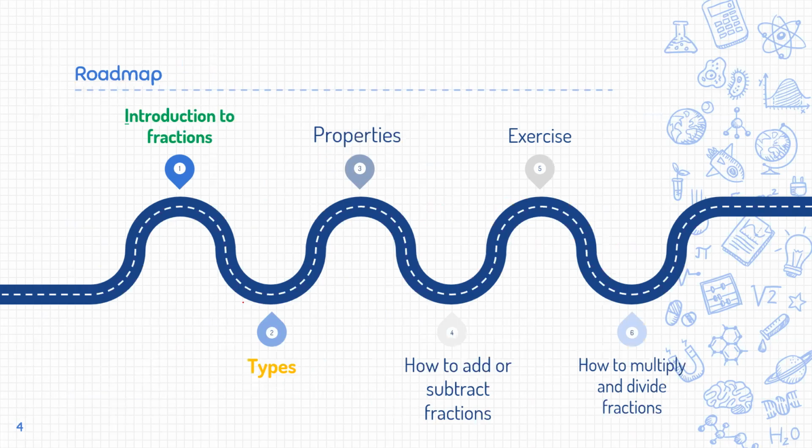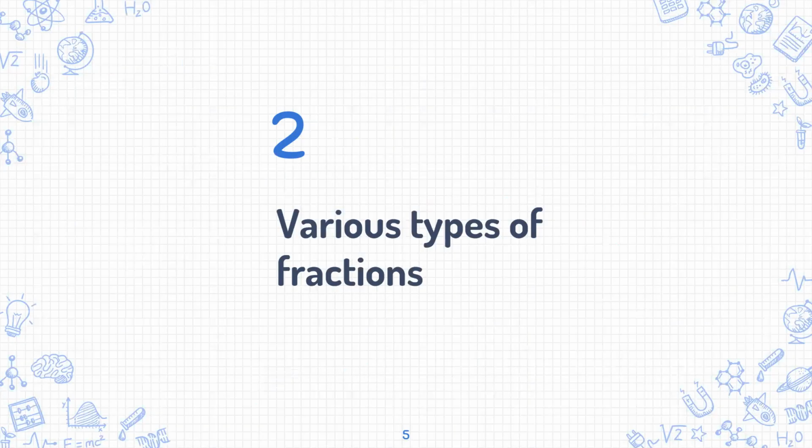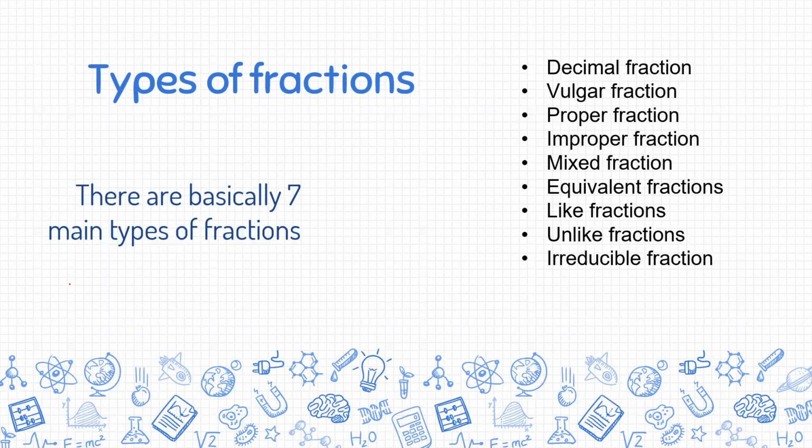So now we are done with the introduction to fractions. This is a very simple topic, so we just covered it, and now let's go to the types. So there are various types of fractions. There are basically 7 major types of fractions. We have 9 fractions in my book, but the main ones are those that have a use. But there are two other fractions also.